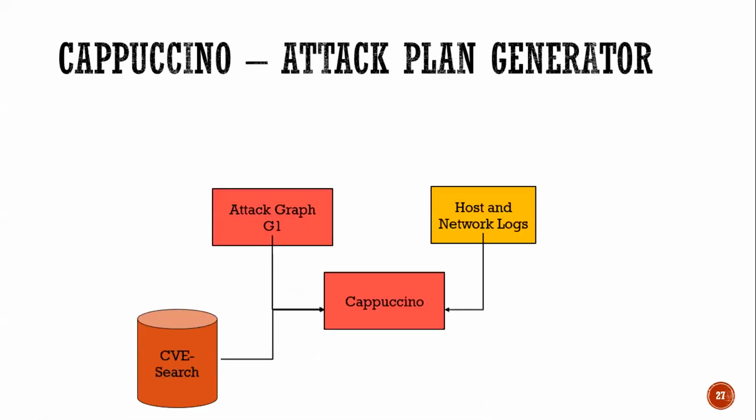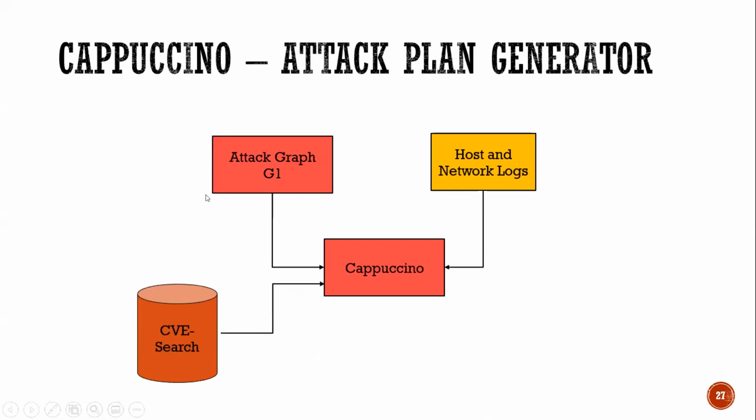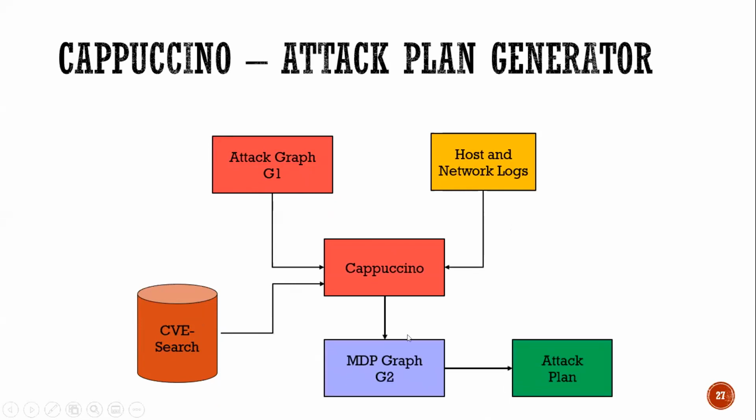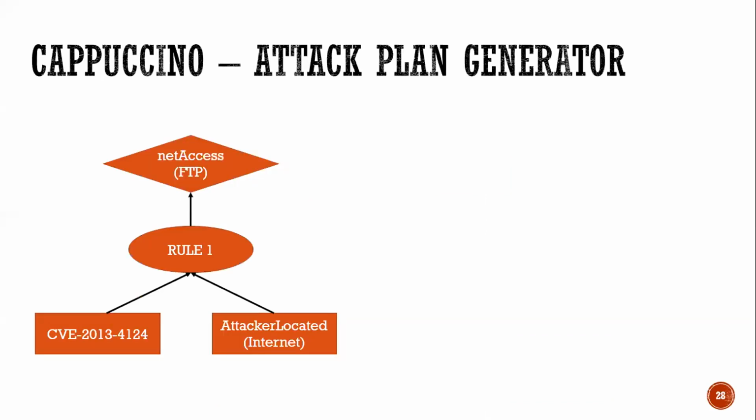So the main brain or AI in this work is CAPPUCCINO. What CAPPUCCINO does is it takes the information from attack graph and the information about different configurations and vulnerability from this CV search database and log information from the latte module to create a MDP graph. So the MDP graph can then be used to derive an attack plan that we as penetration testers will implement on the network. Let's see how the states can be extracted from attack graph.